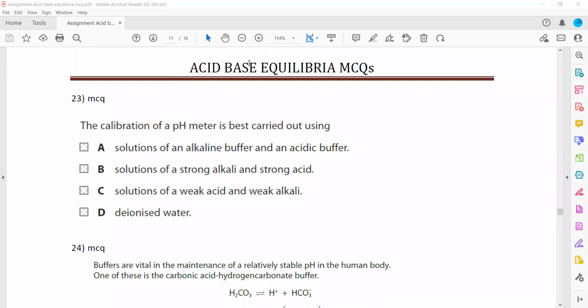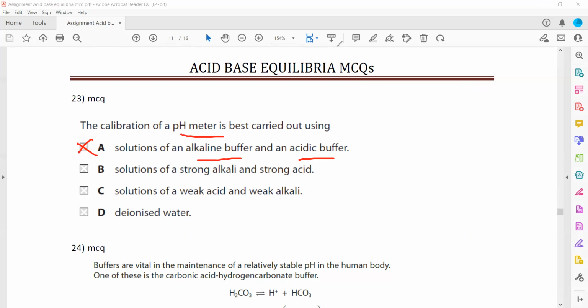Then in question 23, the calibration of a pH meter is best carried out using... So if you want to calibrate a pH meter, how should it be done? A solution of an alkaline buffer and acid buffer, because buffer solutions will have a constant pH, it won't change. A strong acid might have a pH 1, might have a pH 1.2. We are not sure. So if we use an alkaline buffer or acidic buffer, then we can easily calibrate the pH meter. That's why A should be the right answer.